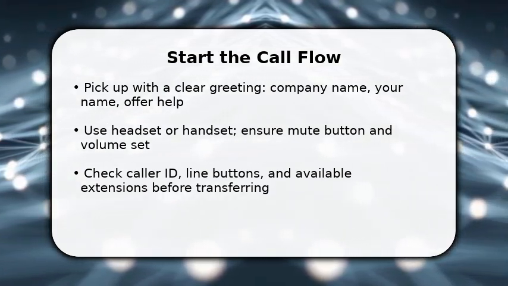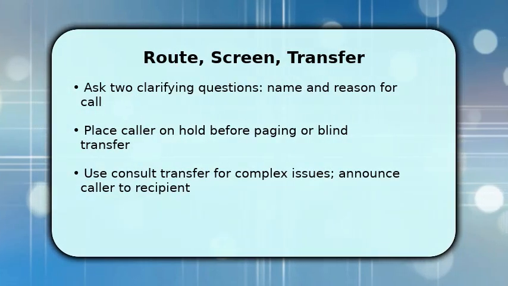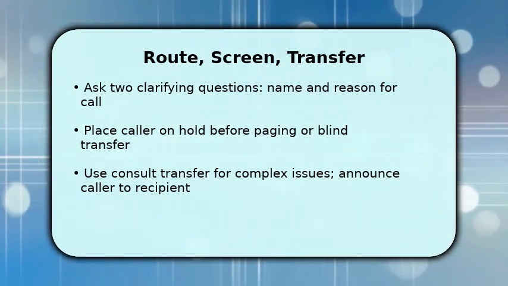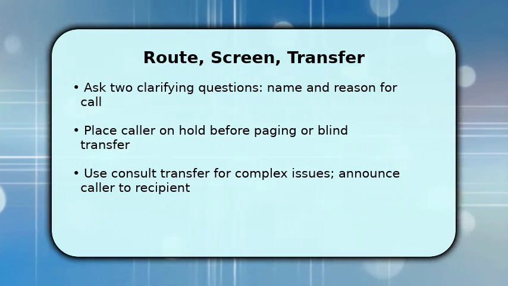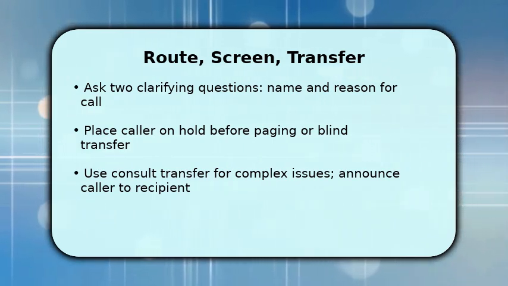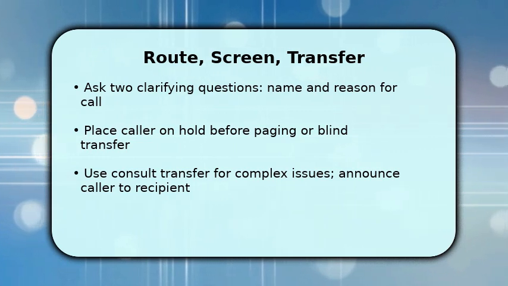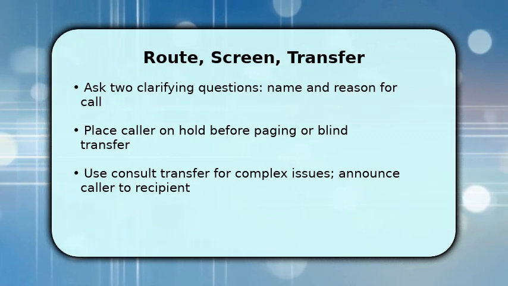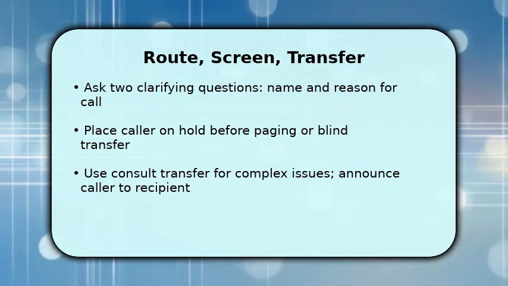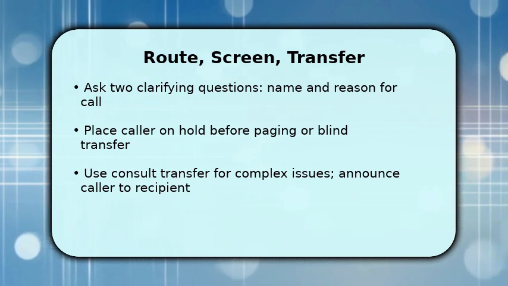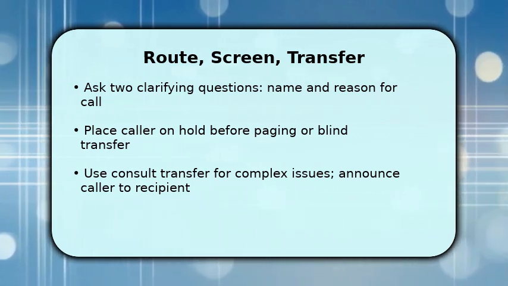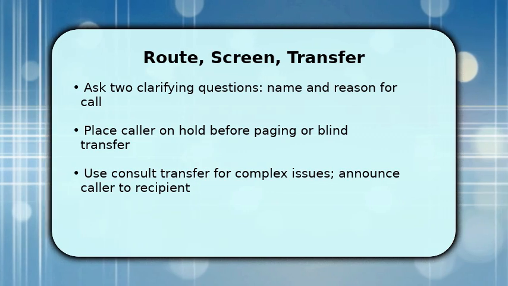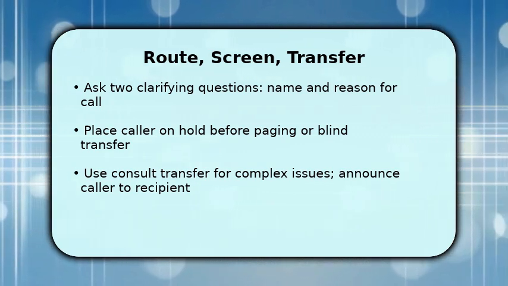You ask for the caller's name and brief reason so you can choose the right person. This reduces back and forth. Once identified, place the caller on hold and use the consult or announce transfer option to speak to the recipient first. This prevents dropped calls. If the person is unavailable, offer to take a message or schedule a callback with time and contact details. Make sure to confirm the recipient's availability before completing the transfer to avoid.